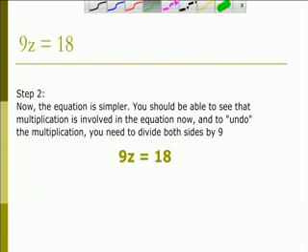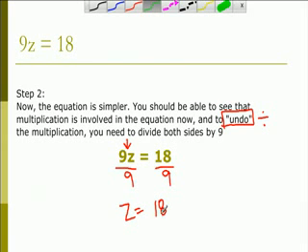Step 2, now the equation is simpler. You should be able to see that multiplication is involved in the equation right here. So remember, we need to undo the multiplication, and to undo the multiplication you need to divide. So we're going to divide both sides by 9. Okay, and we are left with z equals 18 over 9, which you can simplify as z equals 2.